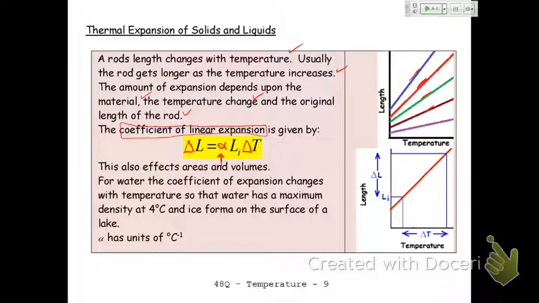It can also affect the volume and areas. So they have a beta for the area and so on. That's kind of interesting. We can look it up in a book. I just want to give you a little bit of something, just to show you that life is interesting.